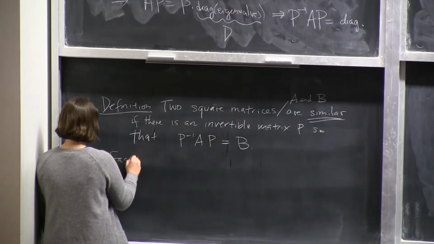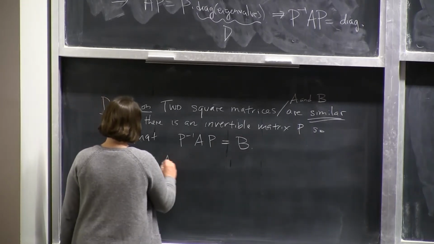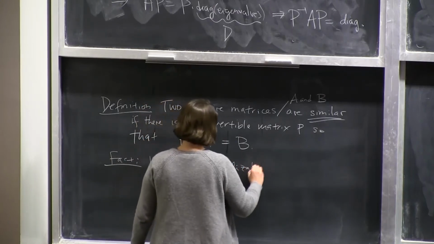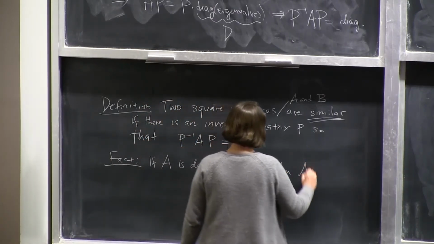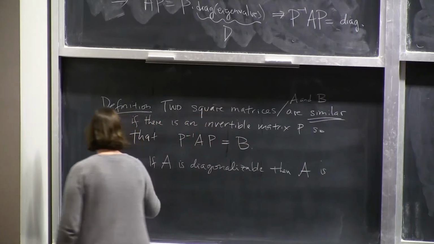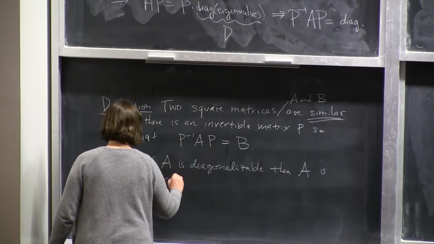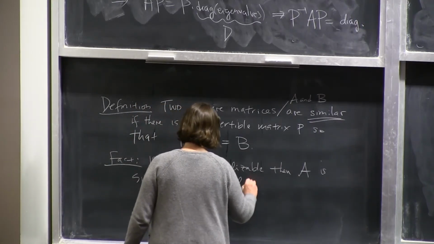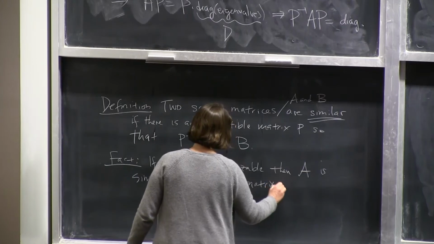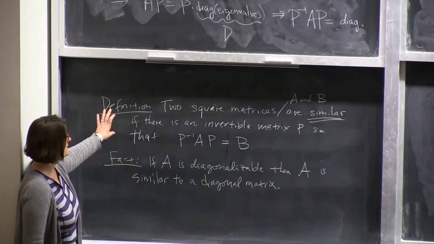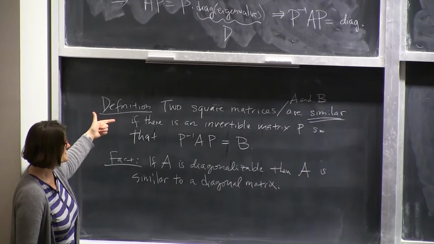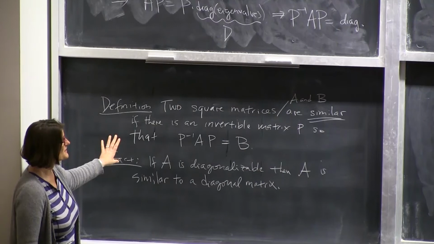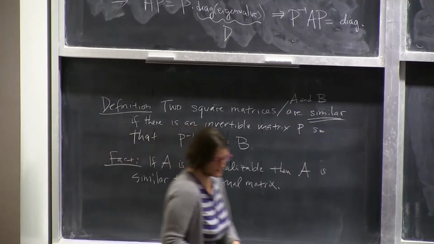So fact, if A is diagonalizable, then A is similar to a diagonal matrix. This is just using the definition of diagonalizable and the definition of similar. And this blackboard for the moment seems useless and empty, but we will use it in a moment.